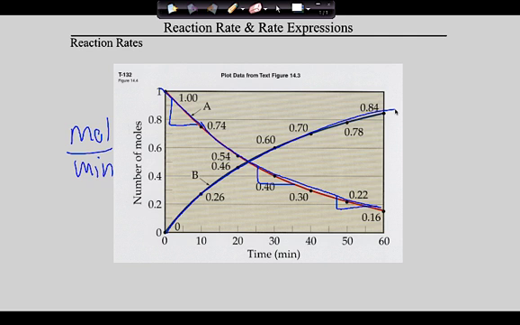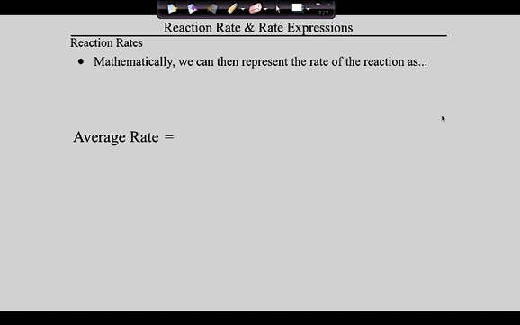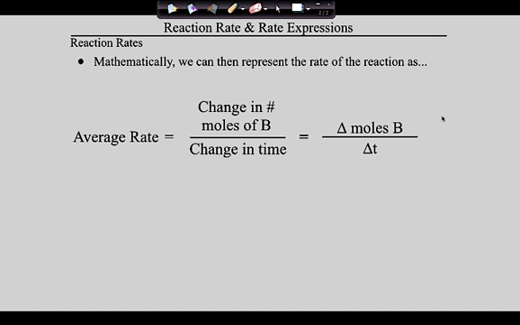Okay. So guys, if you understand that conceptually, now what we've got to do is describe it mathematically. So this is the equation that we are going to use to describe rate. So guys, rates for our reactions are going to be in moles of B, change in moles of B over change in time. And so probably all that you need to write down is this, because you guys understand that delta means change, right?